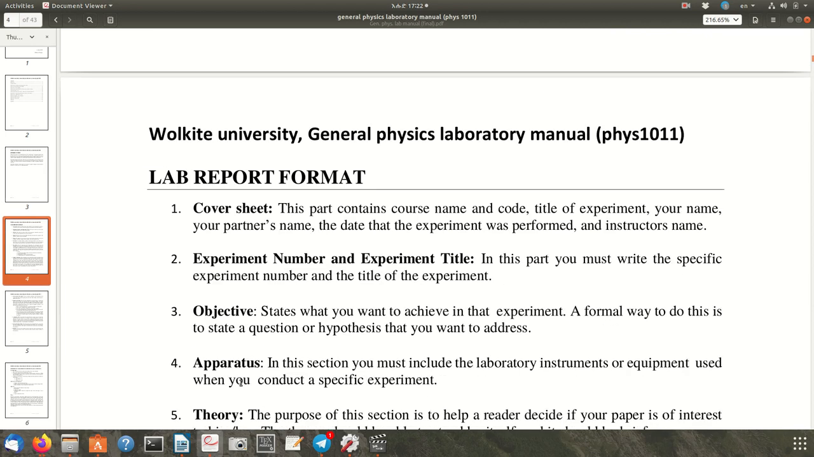Today I'm going to tell you how to write laboratory reports. Your laboratory report format contains about 10 to 12 parts.